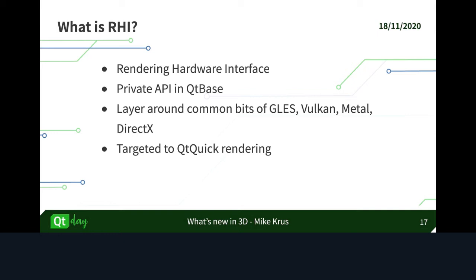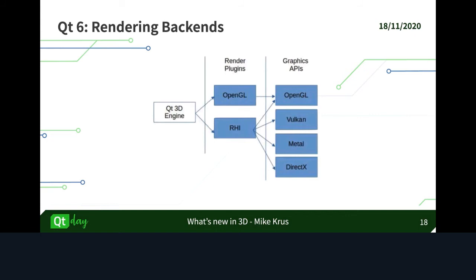But in Qt3D, we've been able to create a separate render plugin which uses RHI, which in turn will pick whatever the actual graphics API is available on the platform. That means that now, if you compile your application against Qt6, the RHI backend will be the default, and on Windows, it will use DirectX to do the rendering. On the Mac, it will use Metal, and so on, with quite drastic performance improvements in a lot of cases.